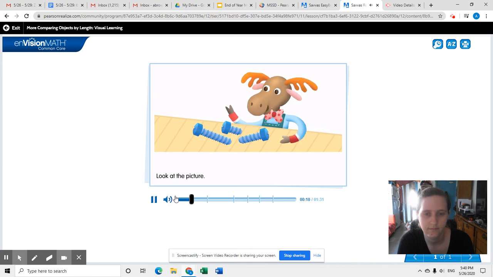Look at the picture. What do you see? You see 3 screws. Let's order these screws by length.